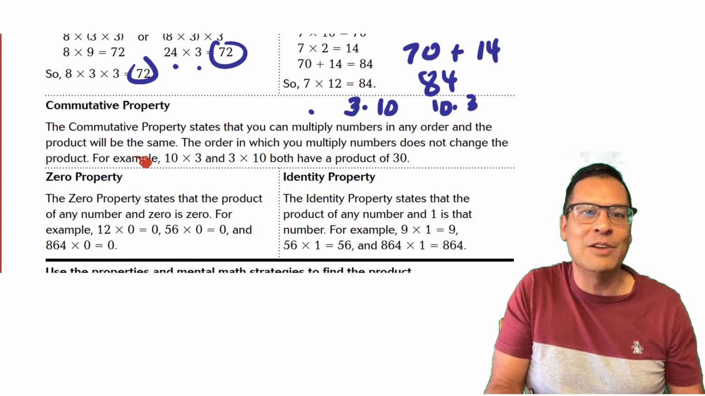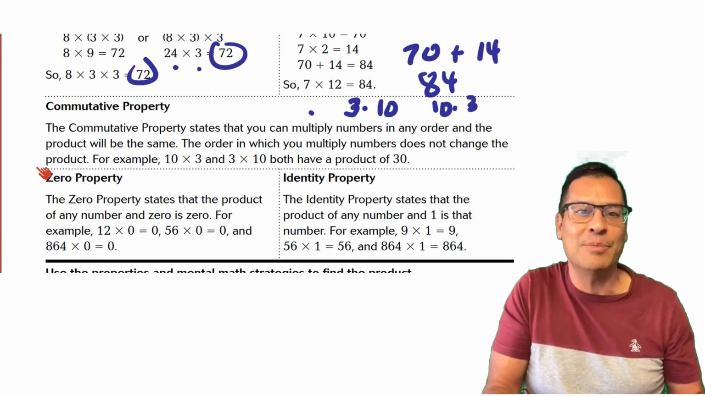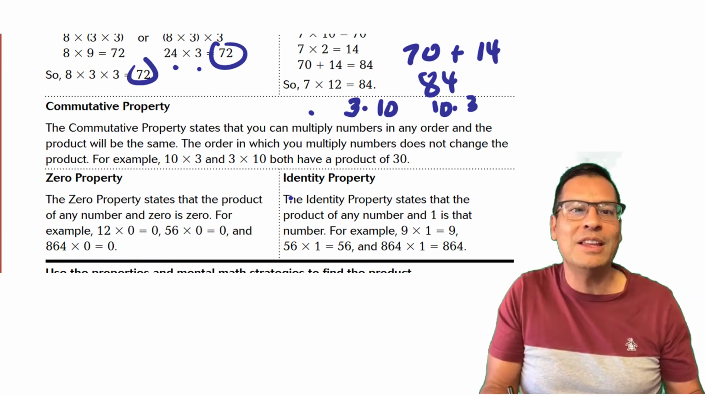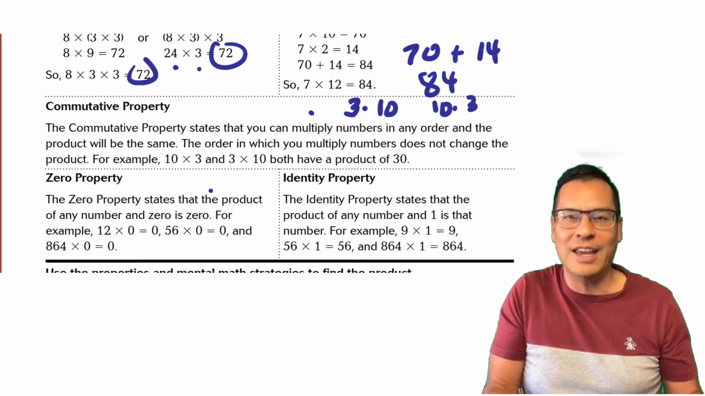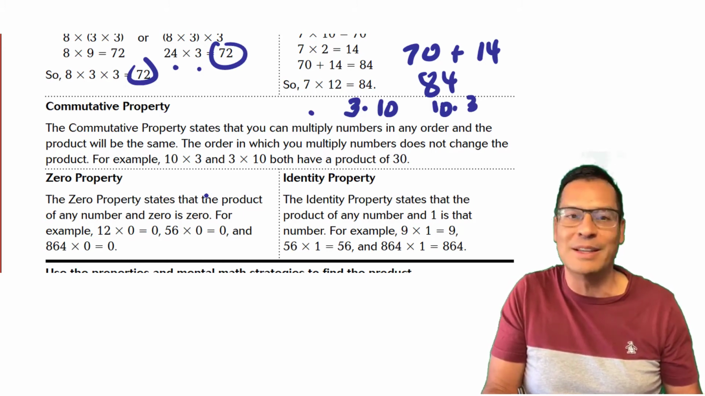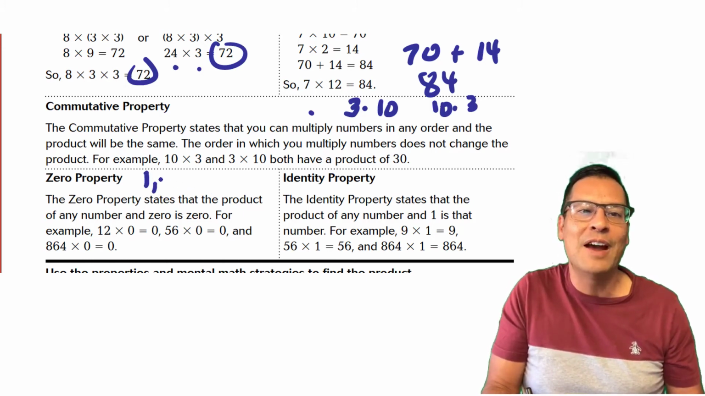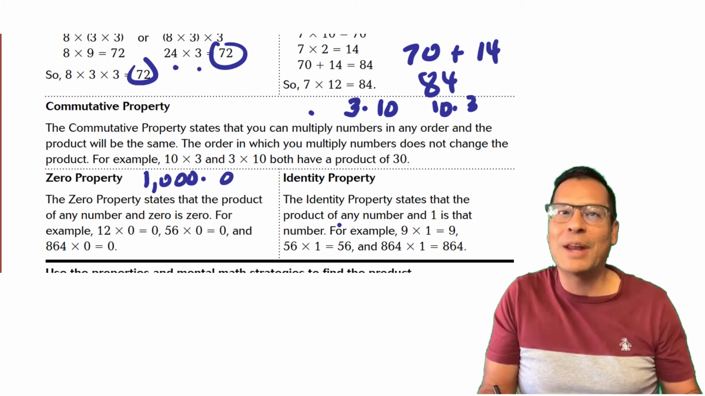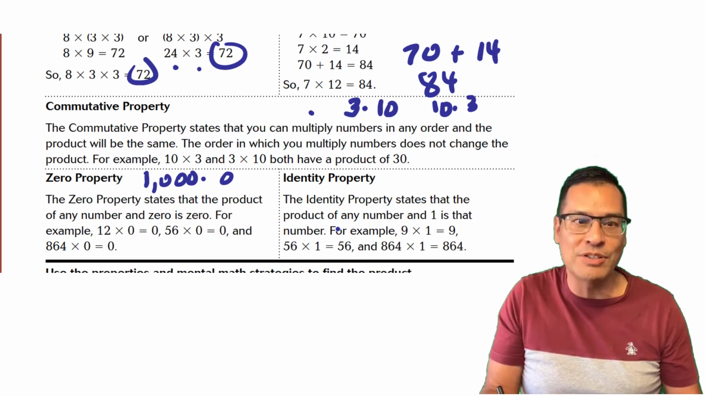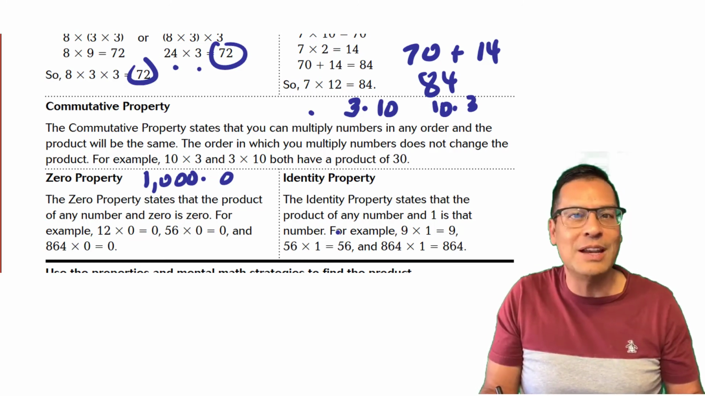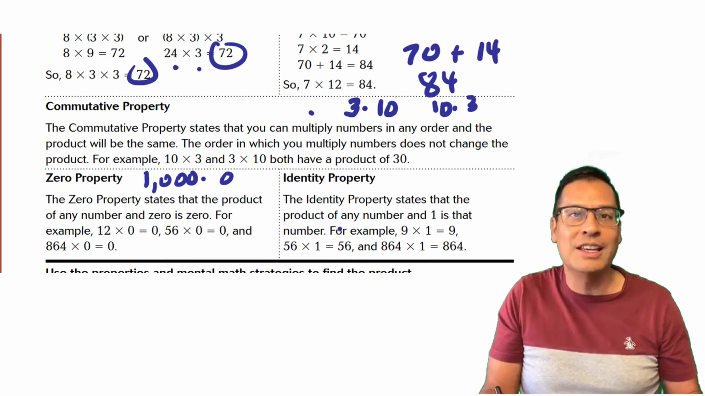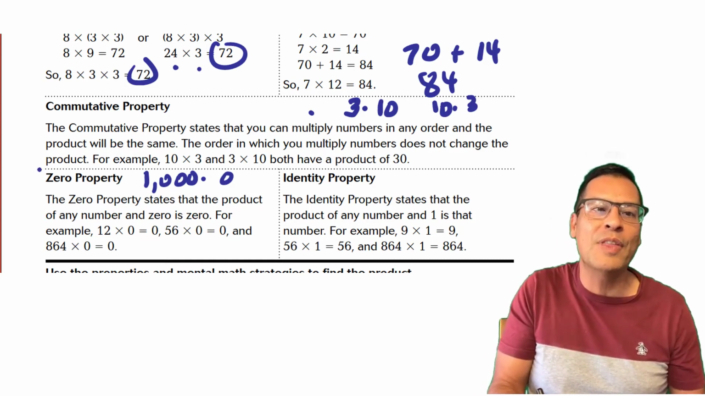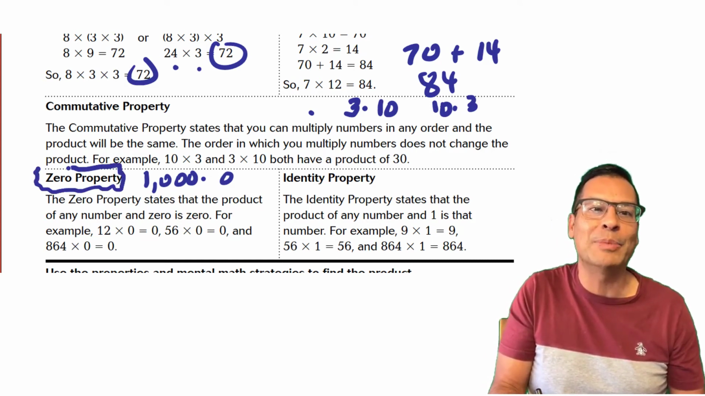Next property is the zero property, and then we'll look at the identity property. The zero property states that the product of any number and 0 is going to be 0. So it doesn't matter if you have 1,000 times 0, it's still going to be 0. 12 times 0, 0. 56 times 0, 0. 0 times 0, 0. 1 million times 0 is going to be 0. So that's the zero property of multiplication.